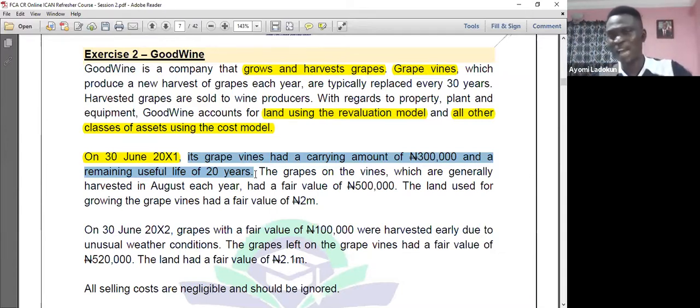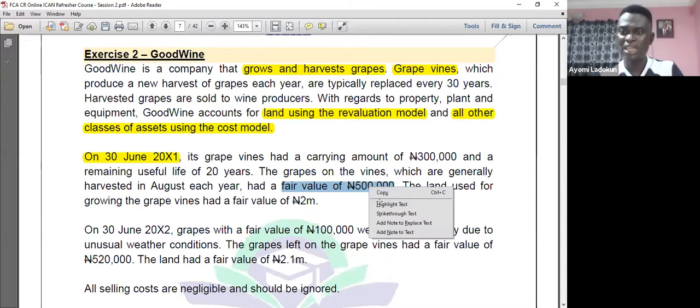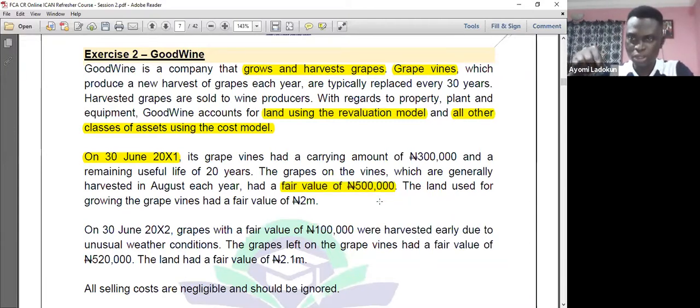I have dealt with that. That's what I'm telling the examiner. Then I move on. The grapes on the vine, which are generally harvested every year, are at a fair value of 500. Can you see? That is a grape growing on the vine. They have a fair value. Don't forget, we are still at 30th June 20x1 at the beginning of the year. So the fair value is 500. It now says the land used for growing the grapevines is at a fair value of 2 million. Can you see now? So that's at the beginning.